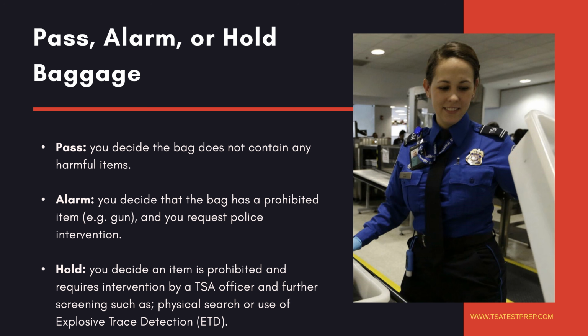If you choose pass, you decide the bag does not contain any harmful items. If you choose alarm, you decide that the bag has a prohibited item, such as a gun or weapon, and you request immediate police intervention. If you choose hold, you decide an item is prohibited and requires intervention by a TSA officer and further screening, such as a physical search or ETD, or explosive trace detection.